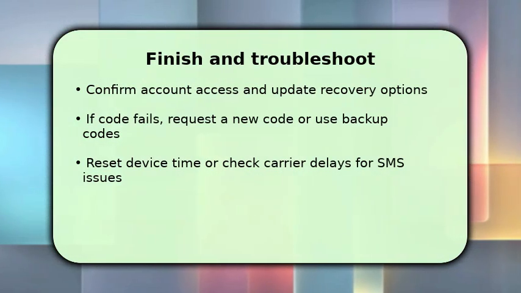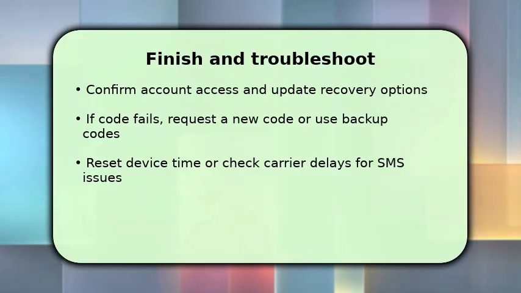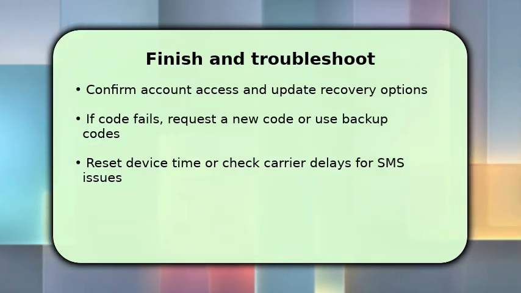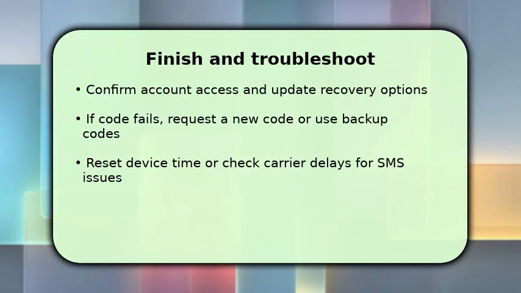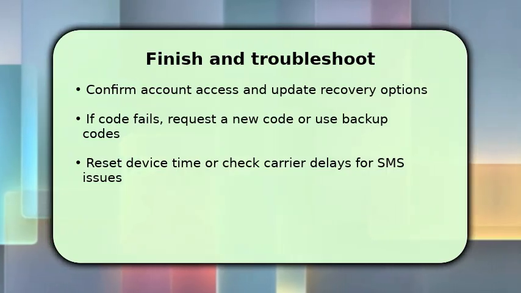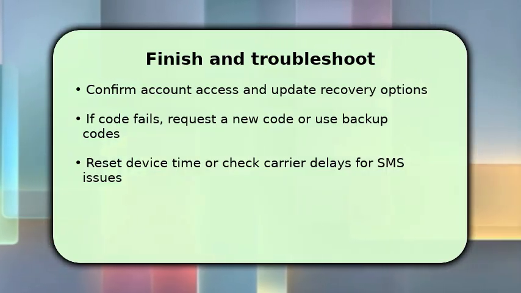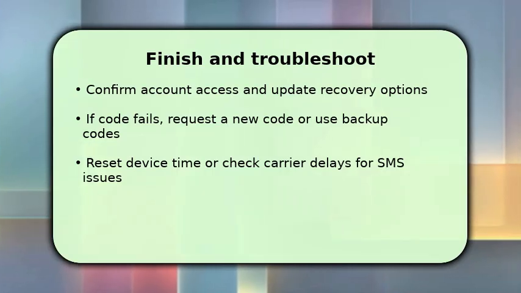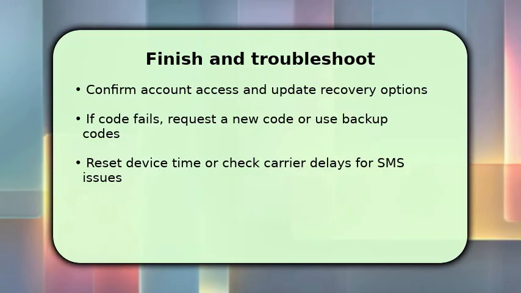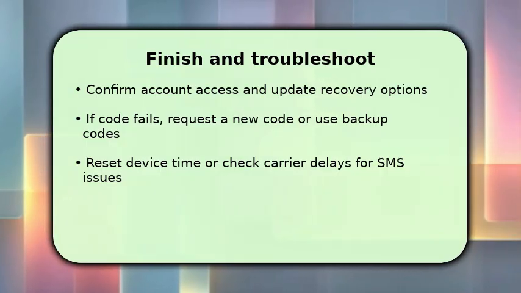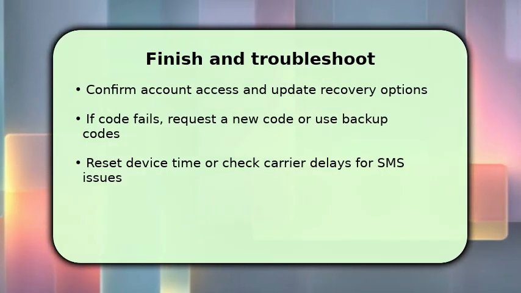After successful verification, confirm you can access Gmail and update recovery options so future codes reach you reliably, because current settings determine delivery. If the code fails or times out, request a new code or switch to a backup method such as saved backup codes or your Authenticator app. Those are lifesavers when SMS delays occur.